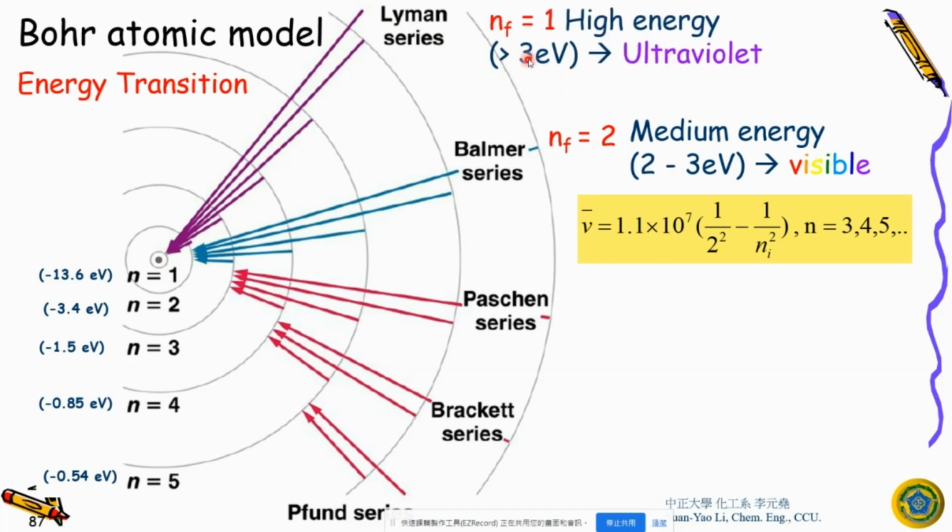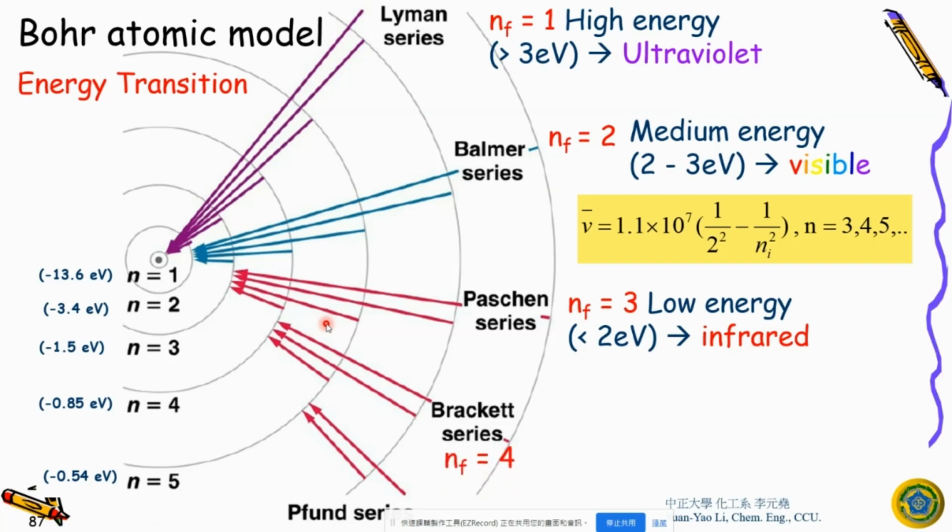Energy is larger than 3 electron volts. And the light we can get is ultraviolet. And the Paschen series is low energy, it is infrared, because the energy all goes to number 3. And this is number 4, Brackett series.